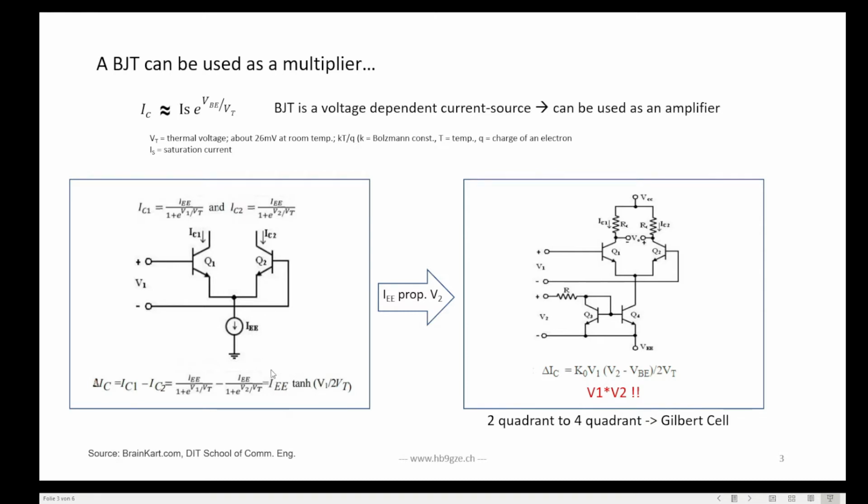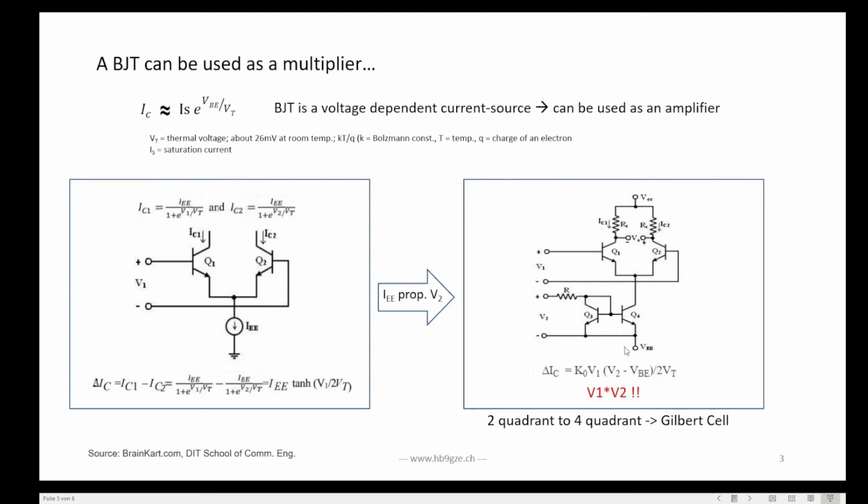And if you change now IEE, instead of having a constant current source like in this example, into a voltage variable current source, and that's what you have here. This Q3 and Q4 is nothing else but a current source which is voltage dependent. And if you replace IEE by this voltage dependent current source, what you can see then is that you get a signal delta. The delta of the collector currents here is nothing else but V1 times VB minus VBE, but this is actually a multiplication of V1 and V2. So you have a multiplication of two voltages.